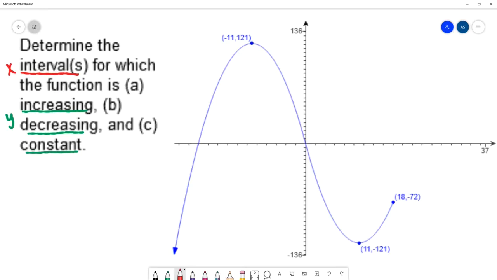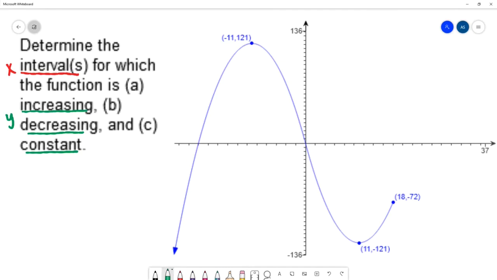So when I work on a problem like this, the first thing I like to do is to trace the graph going from left to right. So I'm going to start as far left as I can go and trace the graph. And I'm paying attention to the y values. I want to describe the y values. Along this section, the y values are increasing. Then it switches and the y values are decreasing. And then the y values are increasing.